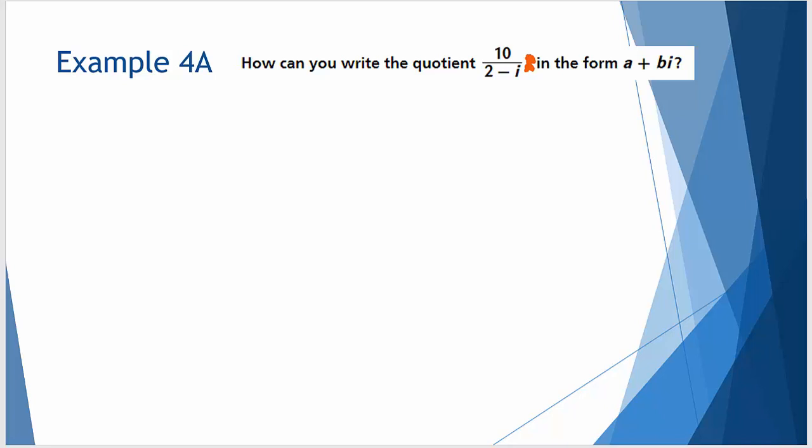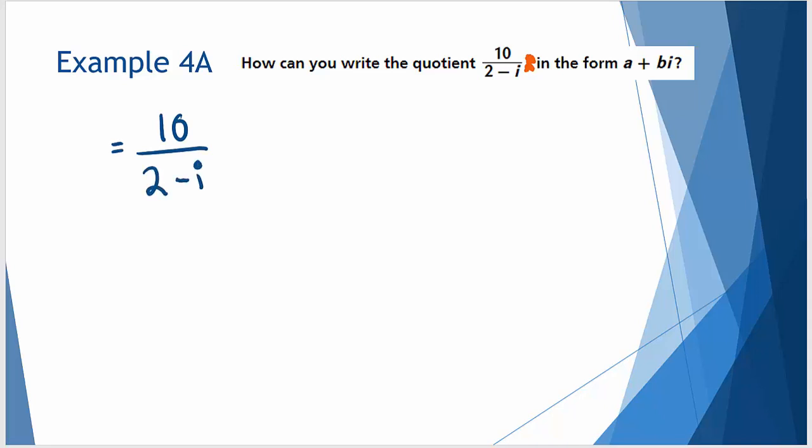So how do we use complex conjugates? We use them when we have division questions. So just like the rule that you can't have a radical in a denominator, you also cannot have an imaginary number in a denominator. So our question is 10 over 2 minus i.